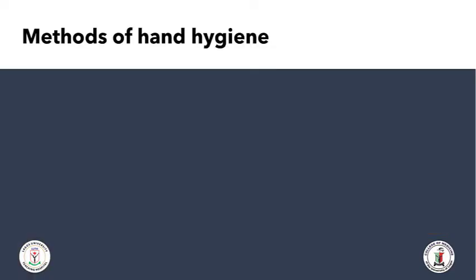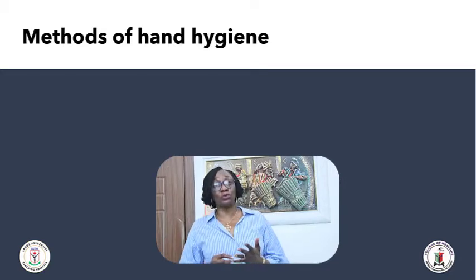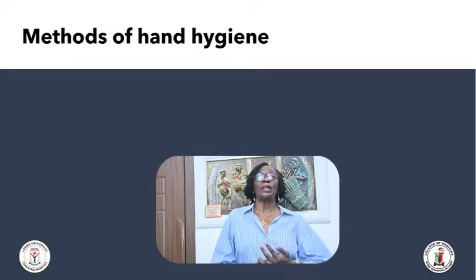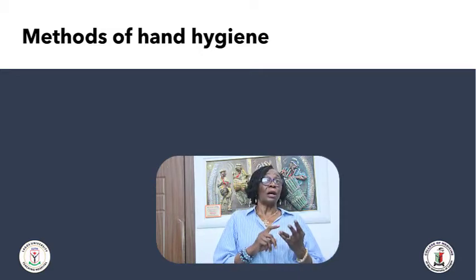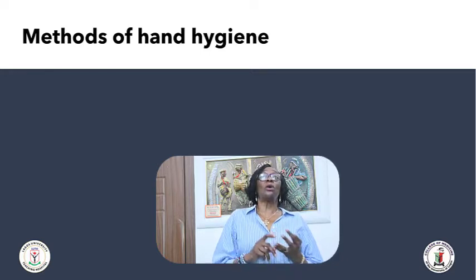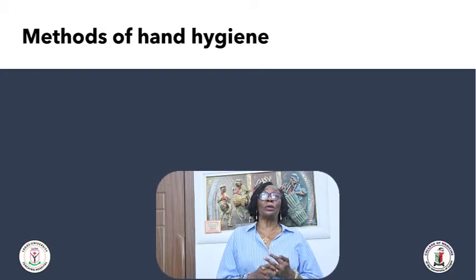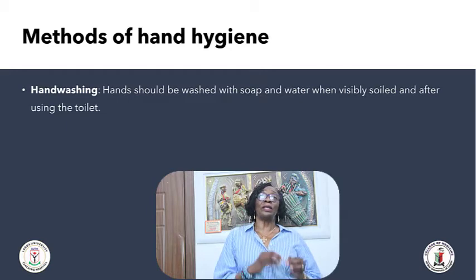So how do you carry out hand hygiene? You can do it by two ways: hand washing and hand rubbing with alcohol. Hand washing can be two: to wash with soap and water, ordinary soap and water, or to wash with bactericidal soap.